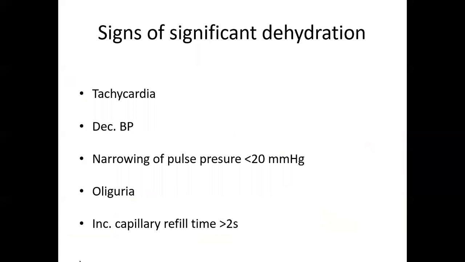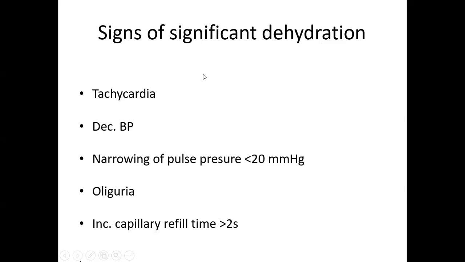And the signs of significant dehydration occur in dengue shock syndrome, because it is a shock. It is a dehydrated type of shock, that is the hypovolemic shock. And hypovolemic shock occurs because there is an escape of transudate from the vessels towards the different cavities.